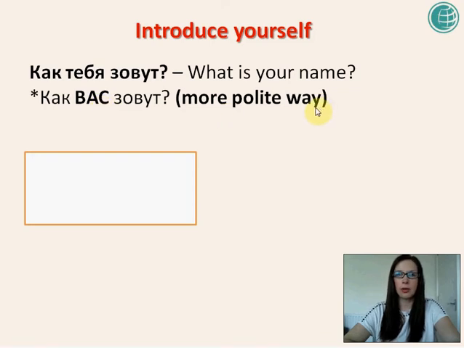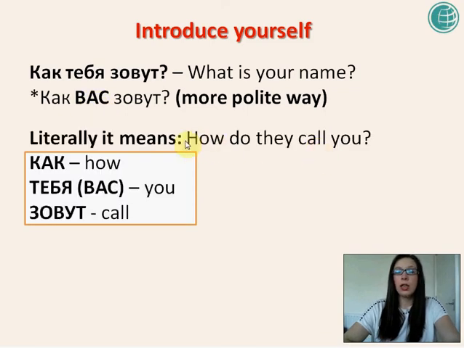It's a more polite way because тебя and вас, it's two different pronouns. Вас, it's a more polite way, and you can use it when you talk to people you don't know very well or to elder people. And literally it means how do they call you? In English language, you have construction, what is your name? In Russian language, we don't have this construction. We ask, как тебя зовут? And it means, how do they call you?